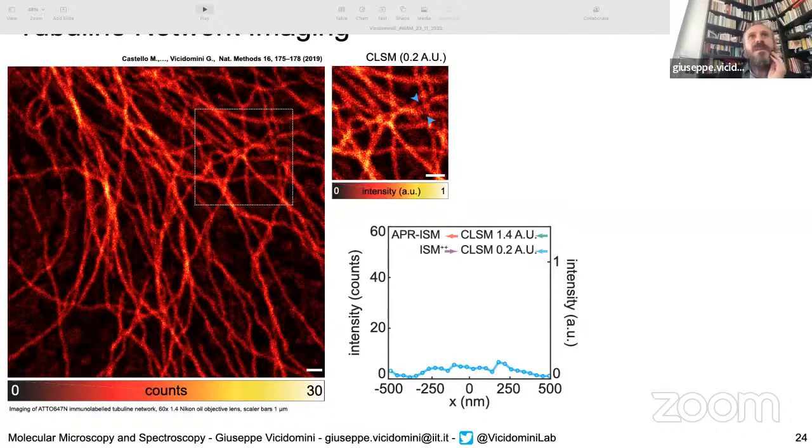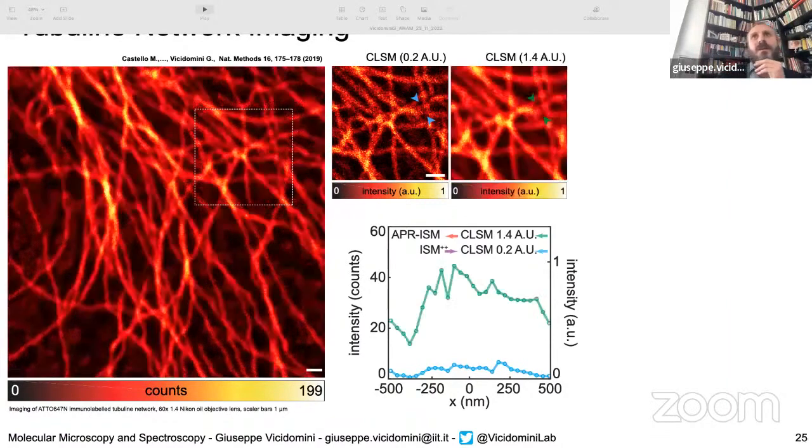Here is an example, a tubulin example in which you make imaging in a confocal modality with a very small pinhole, 0.2 Airy units. As you can see, you can barely distinguish the structure in your sample because the image is very noisy, because I closed the pinhole. If I open the pinhole, what happens is that I increase the intensity because I collect all the light, but unfortunately, I also decrease the resolution of the microscope.